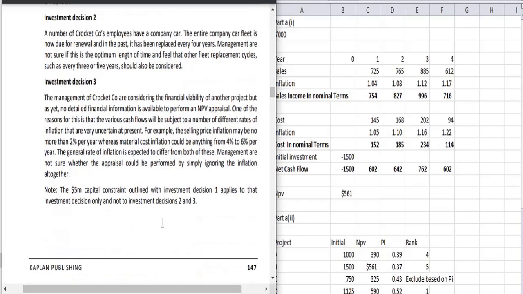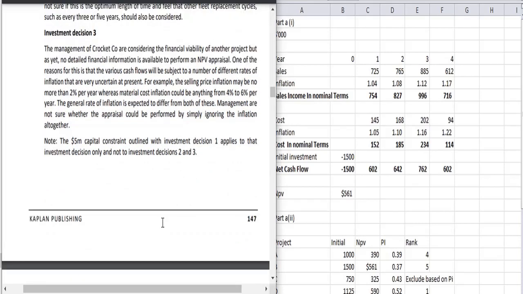Okay. So after that you have to mention, if there is an inflation and taxation case in the question, in that case it is better to use the nominal approach. And another thing, in case of specific inflation, like in investment decision 3, you have to mention this point, mentioning the Crocket company as well. So in investment decision 3, there is specific inflation, meaning the selling price is being inflated by one rate and the material cost is being inflated by another rate. It means this is a case of specific inflation. So here, in case of specific inflation, the nominal approach should be used, not the real one.